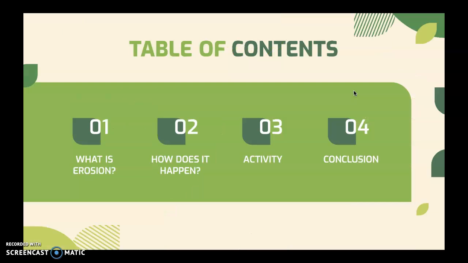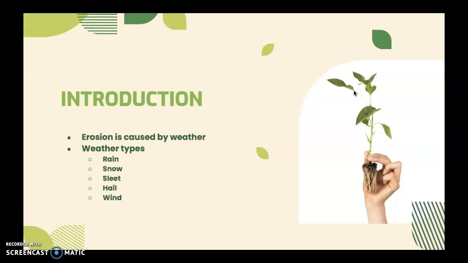That I made. So first off, table of contents, what we're going to be going over in this lesson. First, we're going to talk about what is erosion. Second, how does it happen. Third, there will be an activity. And fourth, the conclusion.